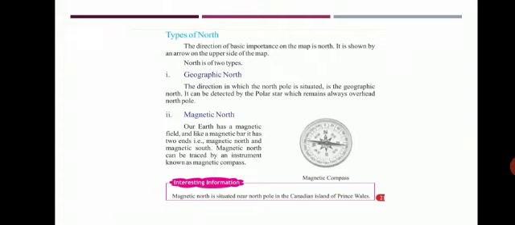Now, what is geographic north? The direction in which the North Pole is situated is the geographic north. It can be detected by the polar star, which always remains overhead of the North Pole. You can always detect geographic north with the polar star. Then the next is magnetic north.